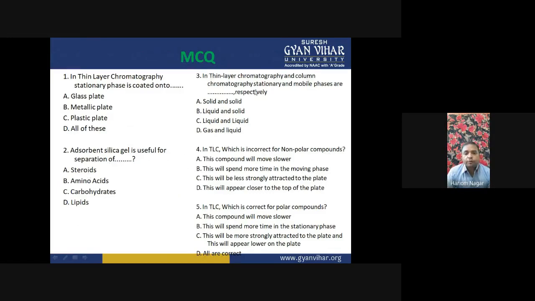In thin layer chromatography and column chromatography, the stationary and mobile phases are, respectively, the solid and liquid. The stationary phase is the solid, and the mobile phase is the liquid. This would be the correct option, but here it is exchanged. Because as the stationary phase a solid is used, and as the mobile phase a liquid is used.